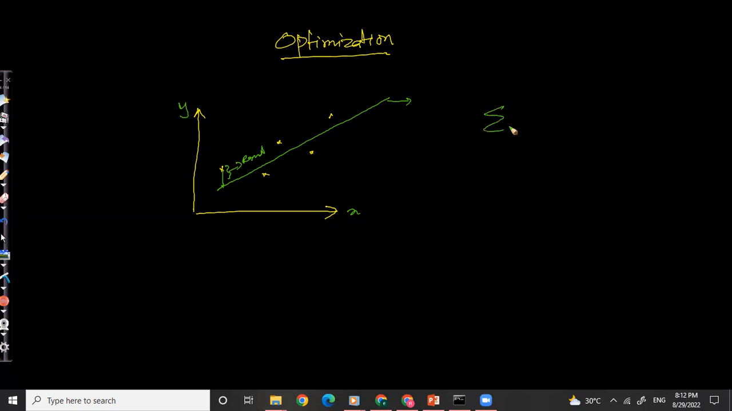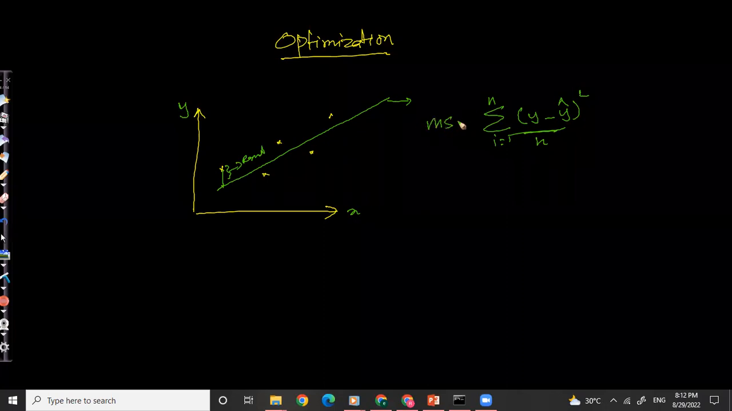So the sum of residual error, y minus y prediction whole square divided by n, is the mean square error. So this is the loss here. Our aim is to optimize the algorithm. We have to minimize and reduce that error as much as possible.